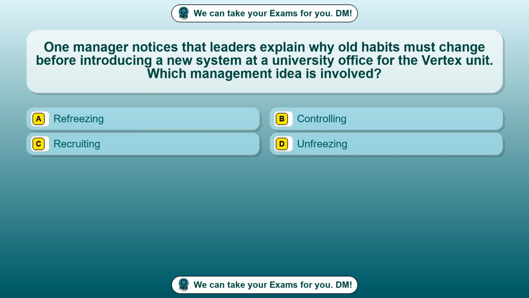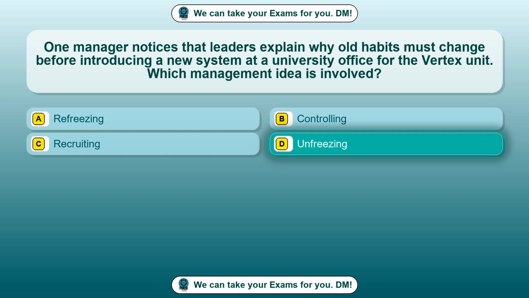Question 69. One manager notices that leaders explain why old habits must change before introducing a new system at a university office for the Vertex unit. Which management idea is involved? Option A, refreezing. Option B, controlling. Option C, recruiting. Option D, unfreezing. The correct answer is option D, unfreezing.